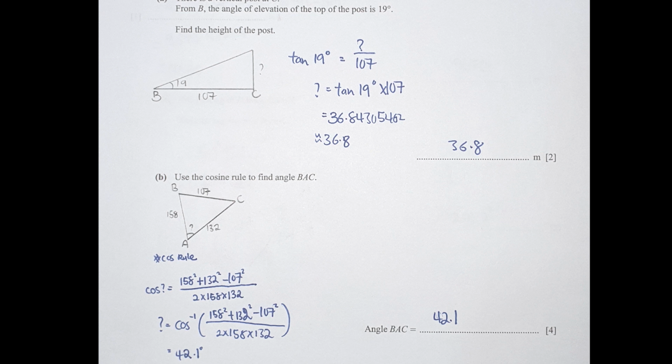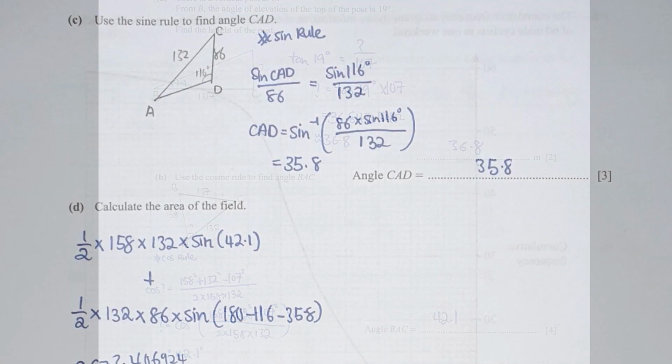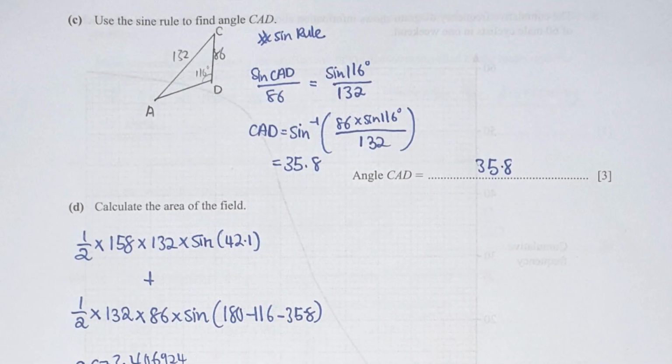Question B, using cosine rule to find angle BAC. By substituting into the cosine formula, you should have no issue identifying your final result as 42.1. As for part C, using the sine rule, you can now identify angle CAD, since we have 86 and 132 here. Your angle CAD is actually 35.8 after the calculation.